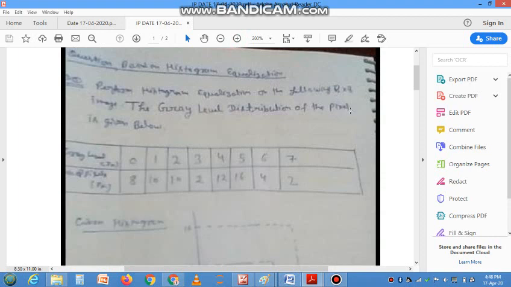what do you understand by an 8 by 8 image? In an 8 by 8 image, the maximum number of gray levels will be how much? 8 by 8 image means 8 bits per pixel.